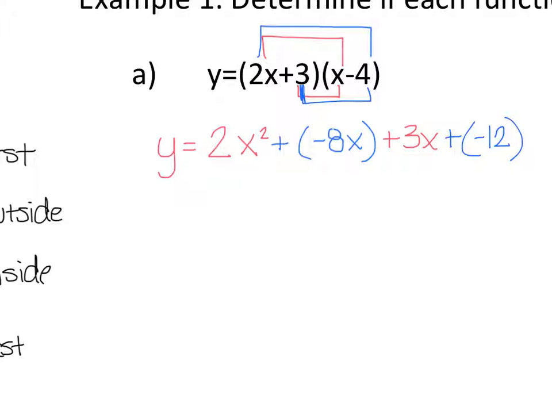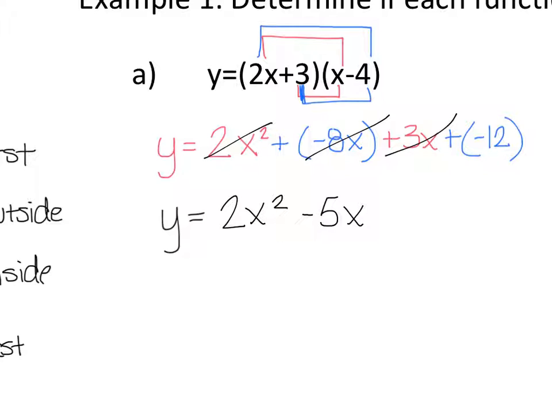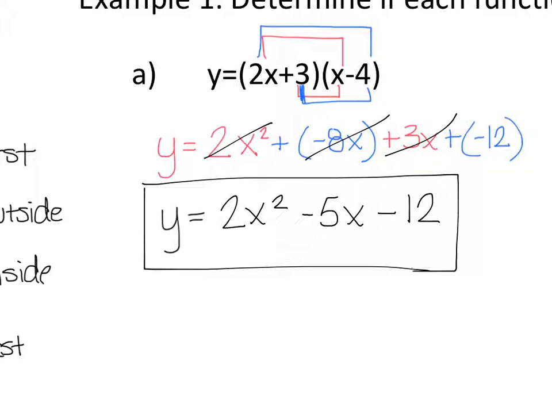Now we just need to simplify and add like terms. Do we have any other terms besides this one that have x squared? No, so just that one. So we get 2x squared first. And then we have -8x and 3x. What are those together? -5x. And what's left over? -12. So there is our simplified equation.